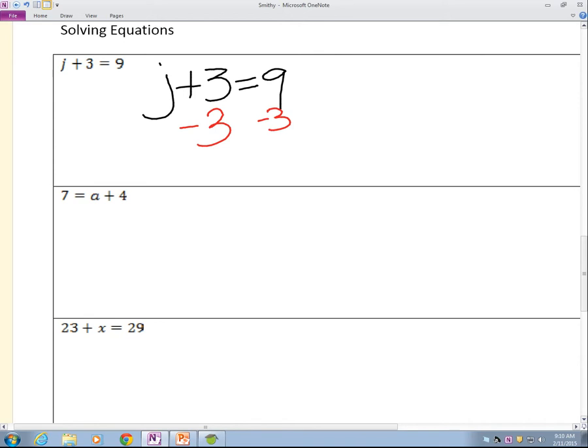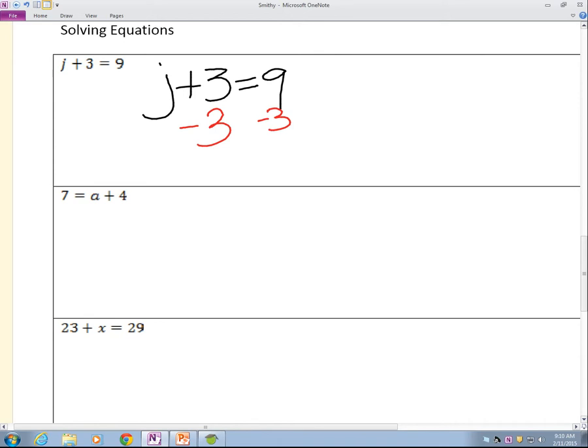Okay. All right, let's try that again, shall we? So what are we going to have next? And here's the thing about solving equations. You want to get the variable by itself, always. You want to get the variable by itself. And you want to show each and every step.